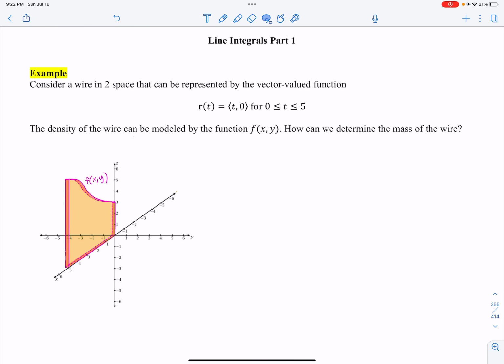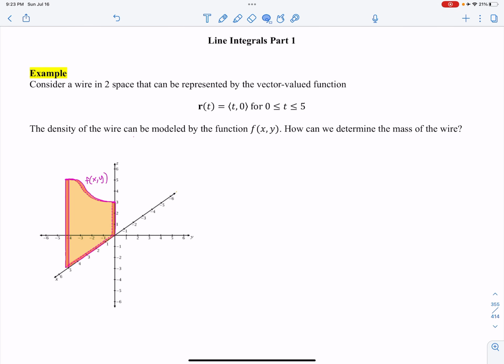In this video, we'll begin our discussion of what is called a line integral, which eventually will be through a vector field. To begin, we're going to start with an example that feels familiar but is described in a different way. Consider a wire in two space that can be represented by the vector valued function r of t, where the i component is t and the j component is 0. That's just a straight line along the positive x-axis.